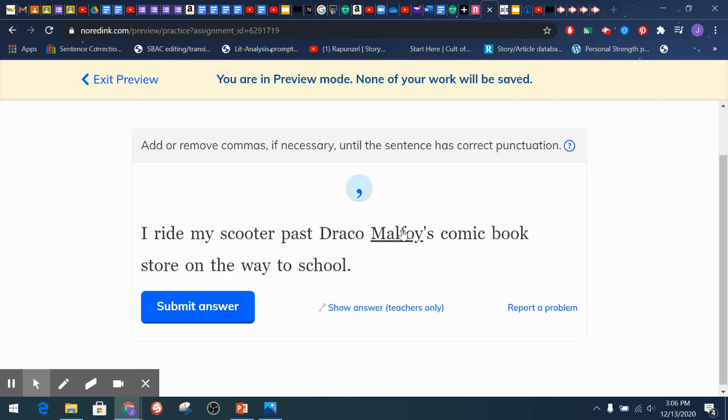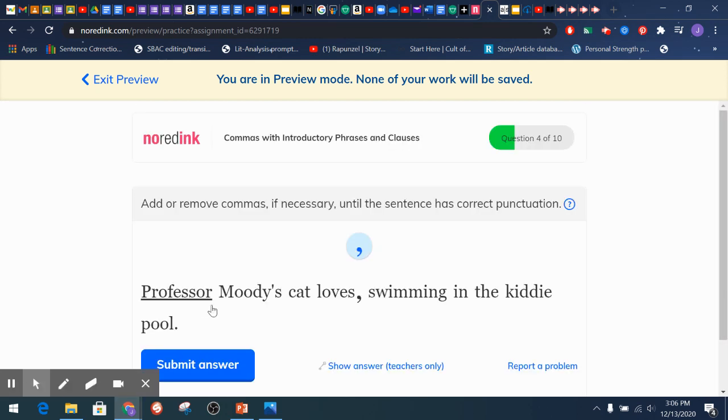I ride my scooter past Draco Malfoy's comic book store on the way to school. On the way to school is a prepositional phrase. It tells us where something's happening, but we don't need the comma because it's at the end of the sentence. Professor Moody's cat loves swimming in the kiddie pool. This sort of a gerund phrase is not an introductory clause, and so we're not going to use a comma.